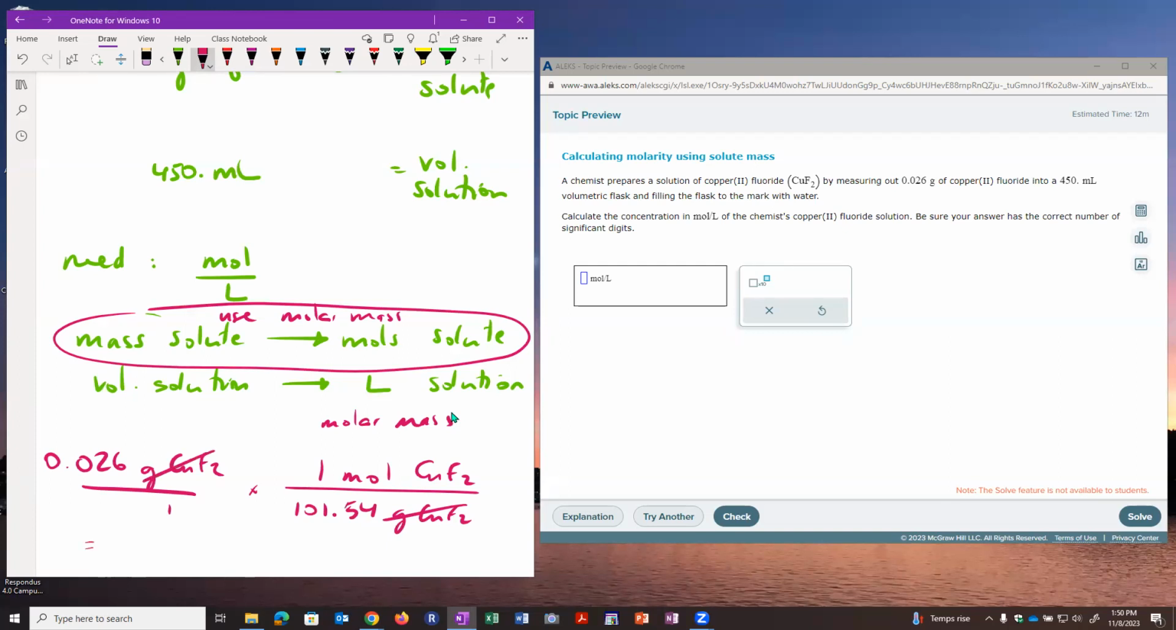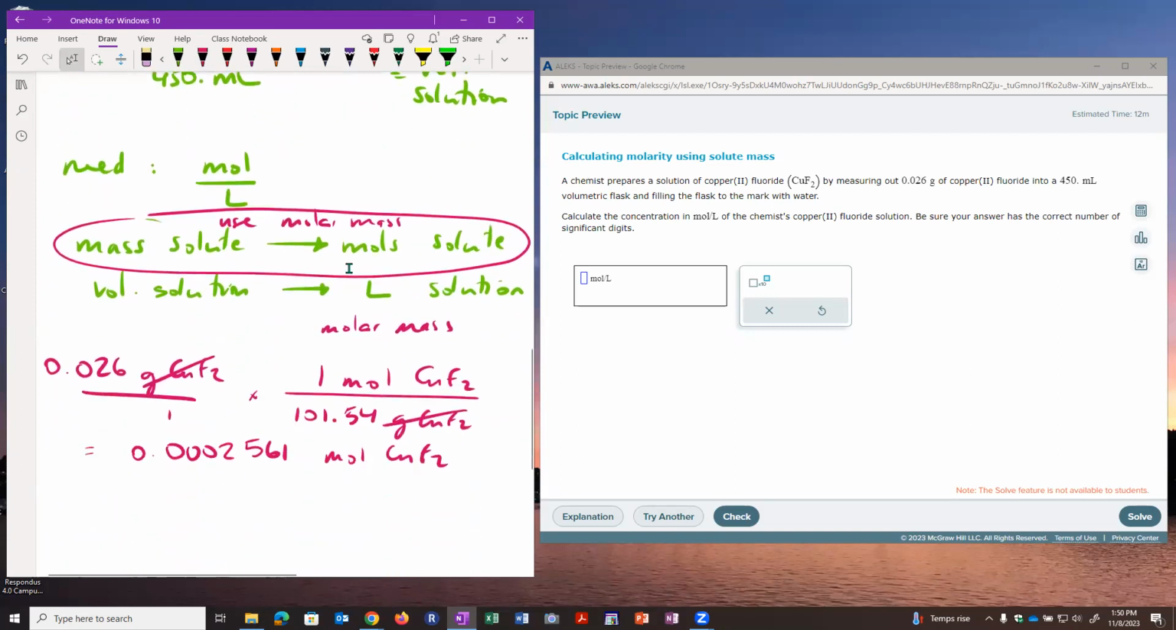I just divide now the 0.026 divided by 101.54, and that's going to give me 0.0002561 moles of the CuF2. Okay, so that's my numerator that I've just calculated.